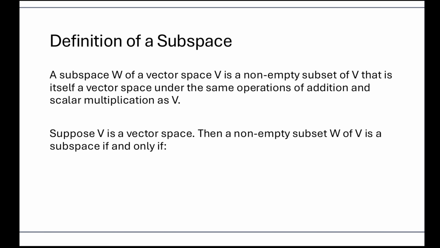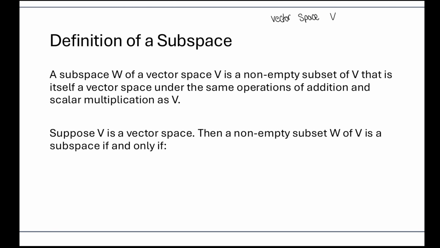Okay, moving on. The definition of a subspace. So a subspace W of a vector space V is a non-empty subset of V that itself is a vector space under the same operations of addition and scalar multiplication as V. What this is saying is, let's say we had a vector space V.